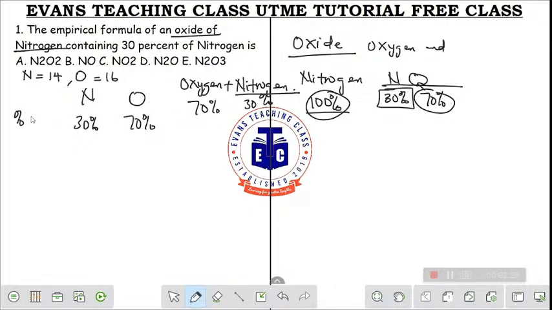So percentage composition, right? Now the next thing is the molar mass. The molar mass of nitrogen is 14, oxygen is 16. Now the next thing you want to do is divide 30% by 14, and 70% by 16. So let's bring out our calculator.